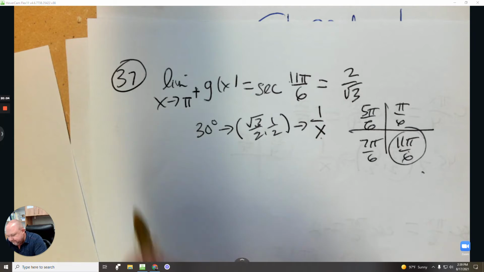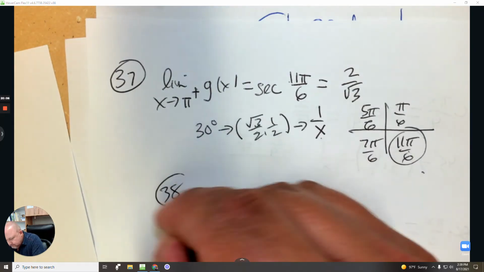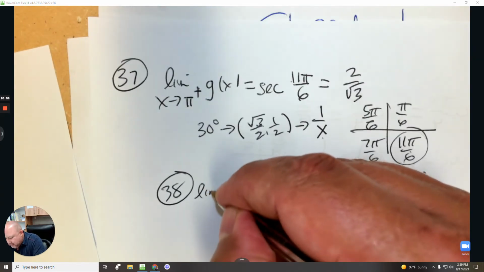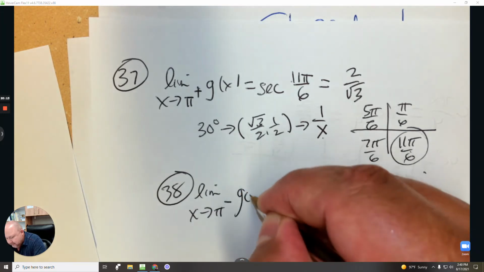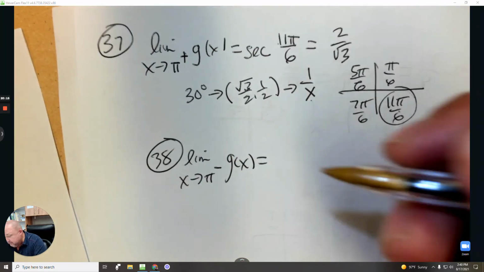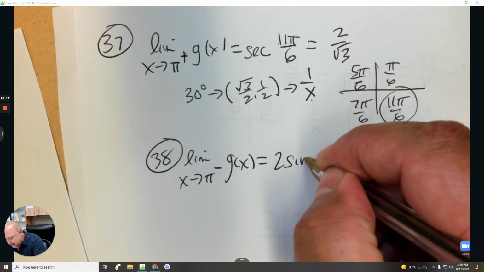Number 38. How about the other direction? The limit as x approaches pi from the left. So now we're going to take the top piece and evaluate at pi.